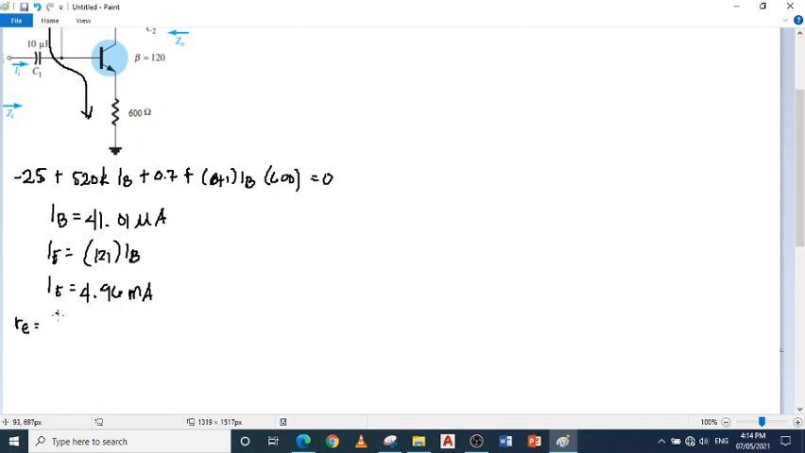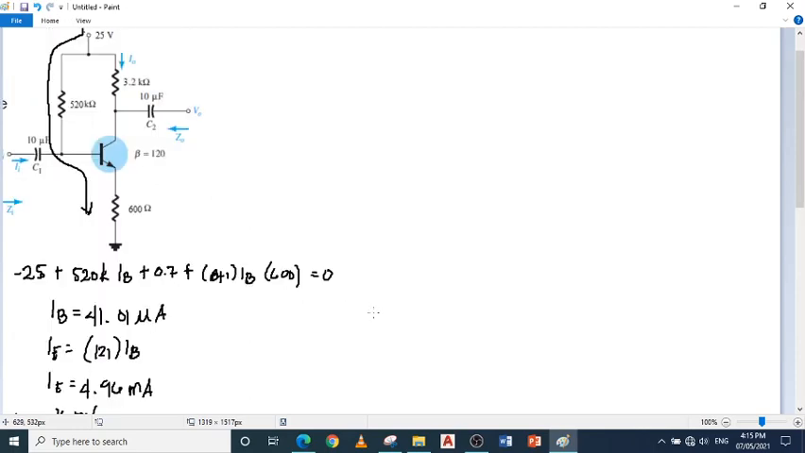And for re, it is 26 millivolts divided by IE. So, ang re natin is equal to 26 millivolts over 4.96 milliamperes. Okay, so ang re natin ay 5.24 ohms. So that is our re.